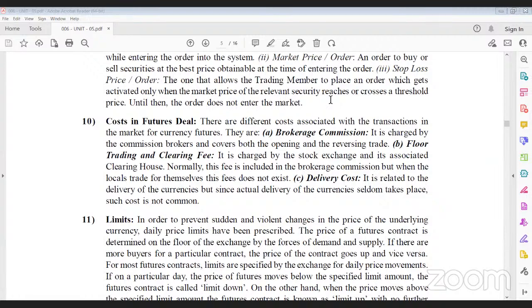Okay, then we have delivery cost. What is delivery cost? It is a cost related to the currencies. Since the actual delivery of the currency will not happen here, such cost is not common. So delivery cost is all related to the delivery of the currency.